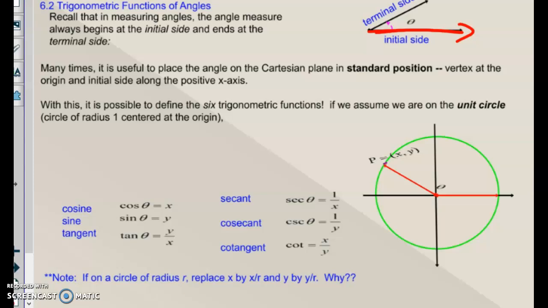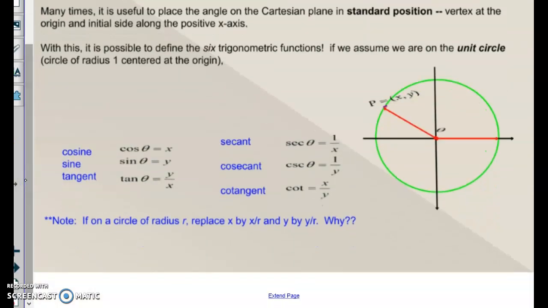With this, it is possible to define the 6 ratios that are trigonometry. So, if we assume x or cosine is the x value, and I know this green line doesn't show up as well as I'd like it to, but that's a unit circle. They call it a unit circle because it's 1 unit from the origin, so it's radius 1.